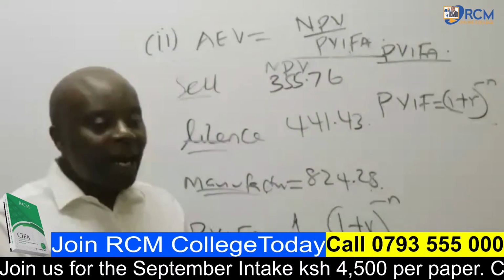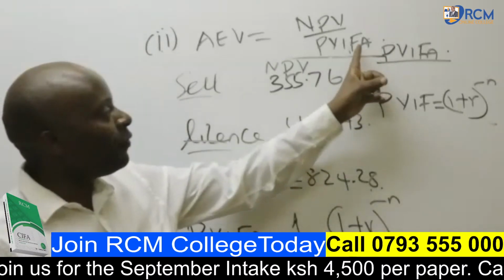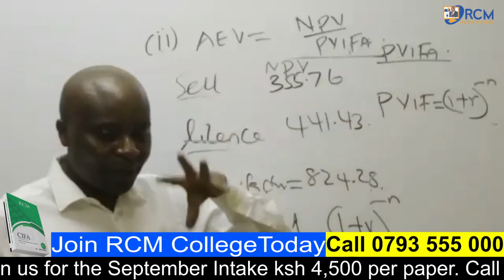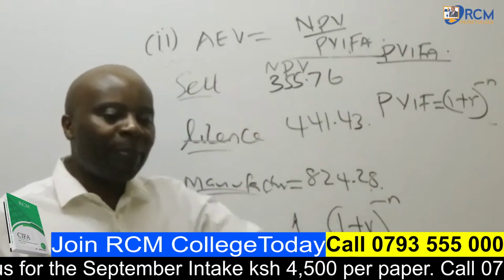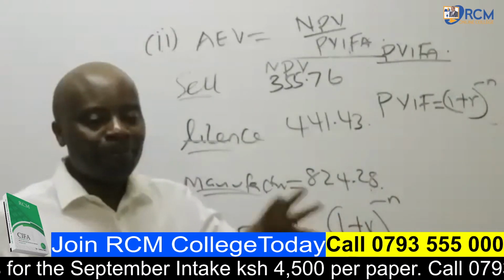You see here, 12% I can easily read for 12% from my tables. But you see the figure, the cost of capital which will be given in an exam.